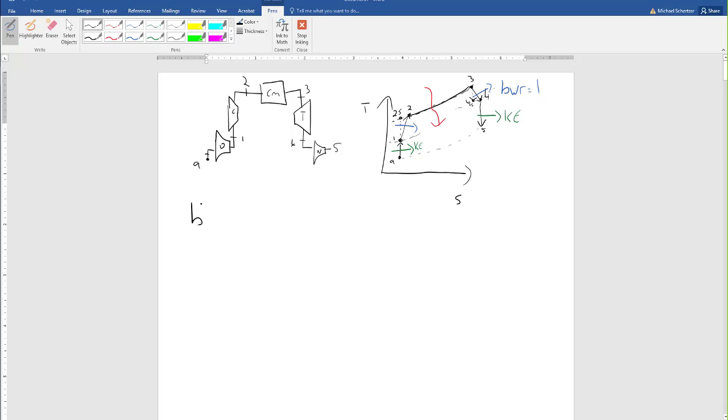Part B was find an expression for Q dot. So here we're going to do the first law analysis on the combustor. This is where heat comes in.